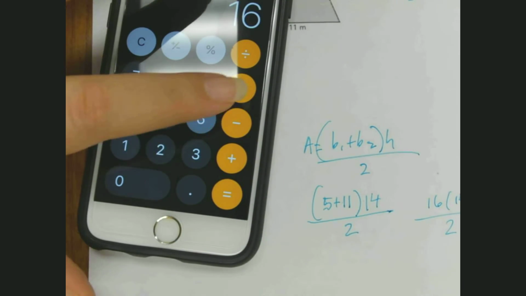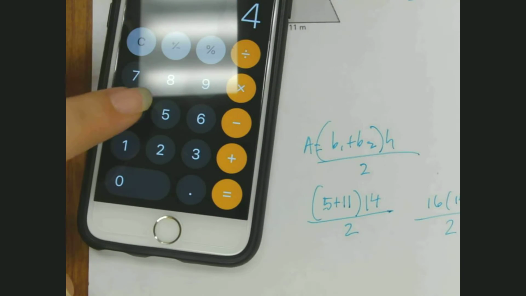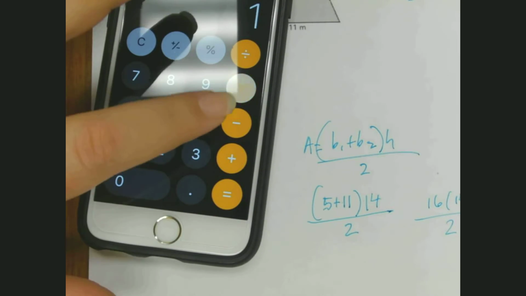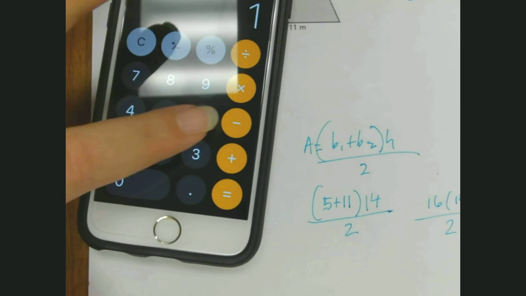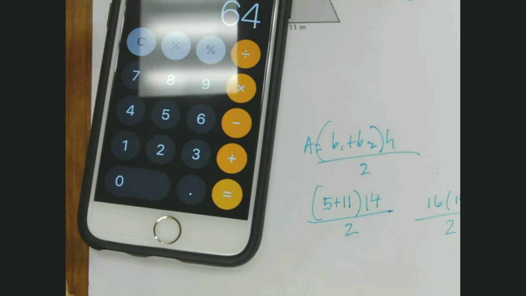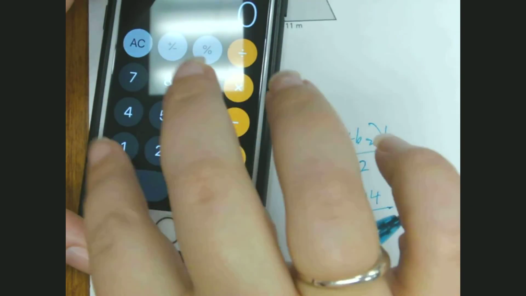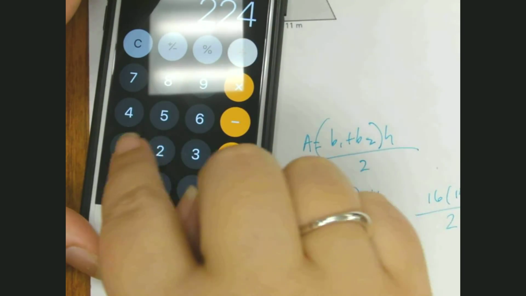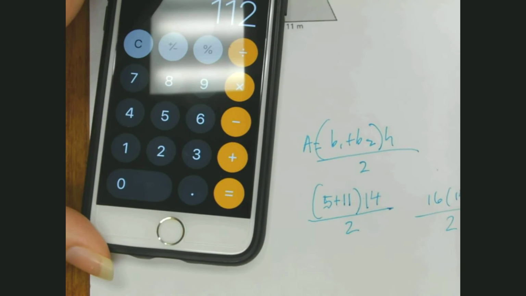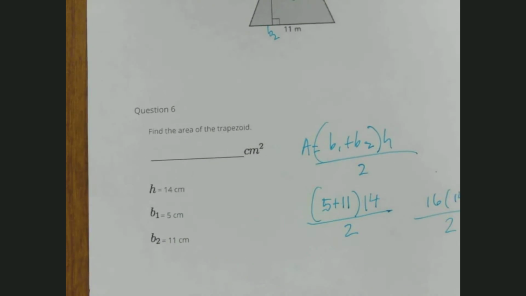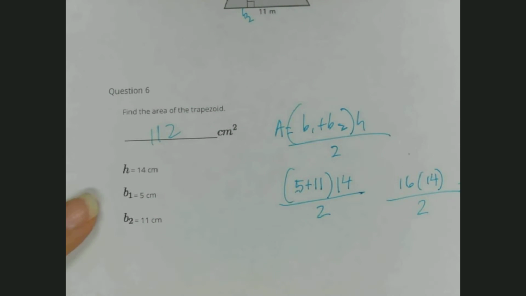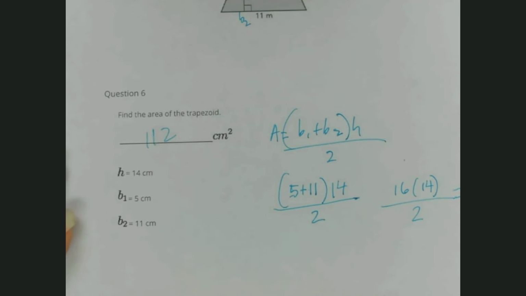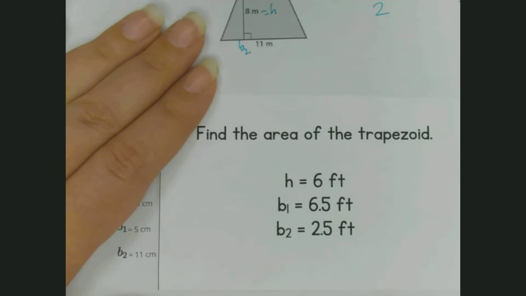So 16 times 14. Whoops. Clear that. 16 times 14. 224. Then I divide by 2, which equals 112 centimeters squared. Okay, if you missed that one, please try this problem where you find the area of this trapezoid.